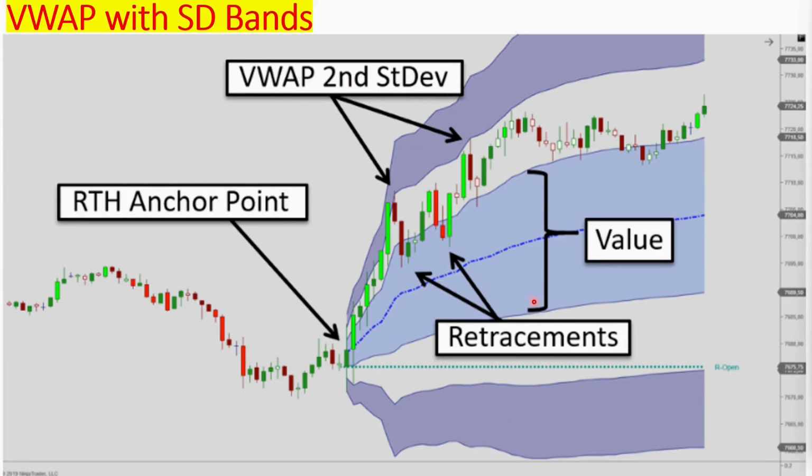In this first example, we see the price retrace to the 1 standard deviation band and then revert back to the 2 standard deviation band, indicating a slight imbalance in the upward direction.